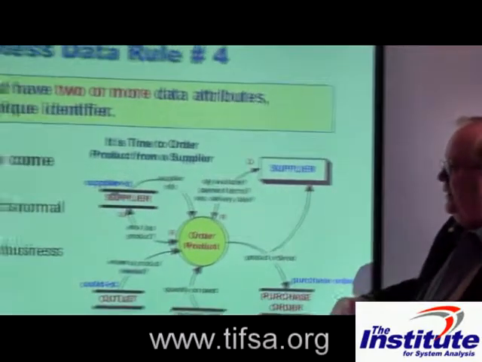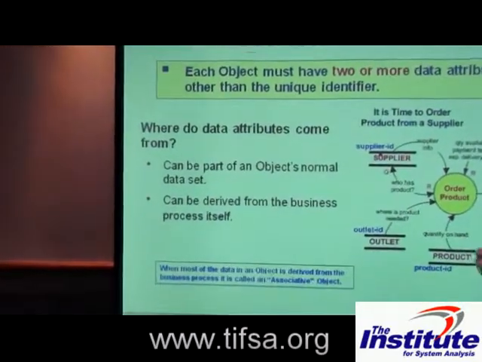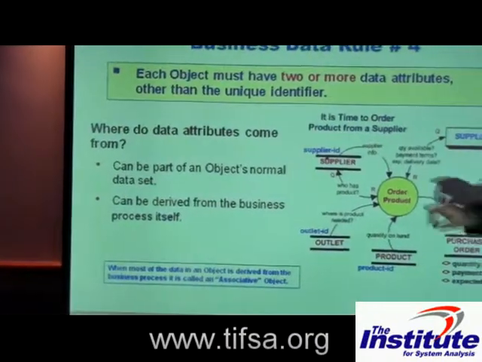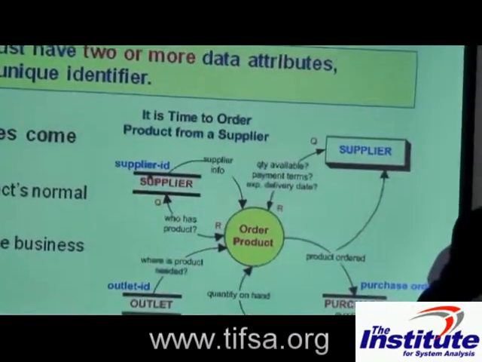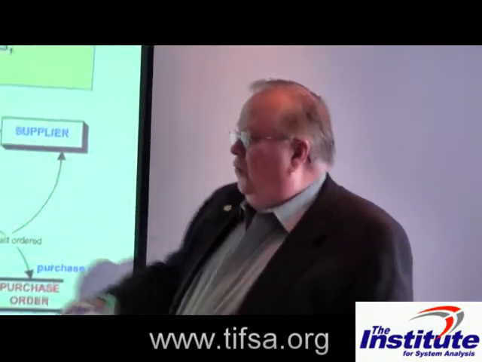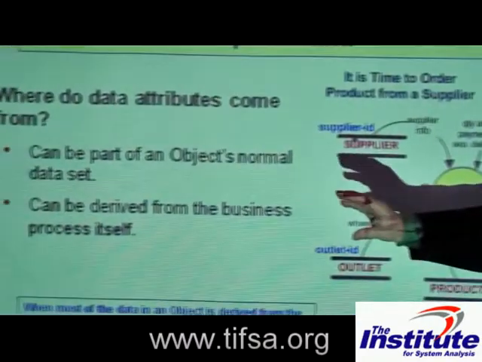So where does this stuff come from? Well, we can have data that's part of an object in a normal data set. For example, we can have a customer, or let's say a supplier in this case, and we'd have a supplier address, we'd have contact information, telephone information, email information, a whole lot of other stuff. Or we can derive data from the actual process itself.